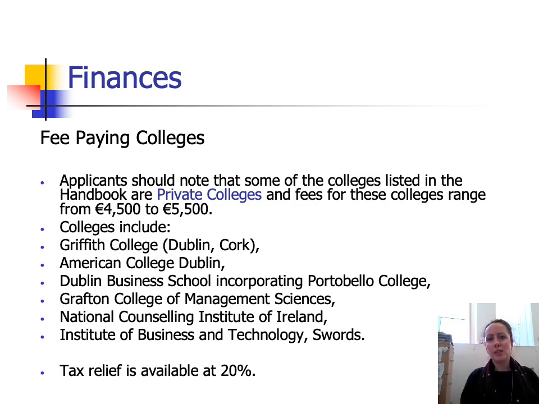Now, just to talk a little bit about finances, and just to note that some of the colleges in the CAO handbook are fee-paying colleges, which means that the registration fee of the $3,000 does not apply to them. They're privately paid. Most are between $4,500 to $5,500, and there's a list of them there. But there is tax relief available at 20% for these colleges.